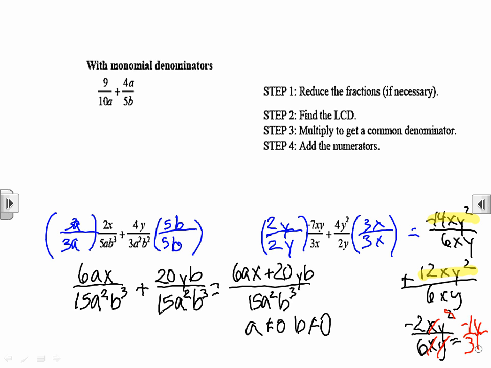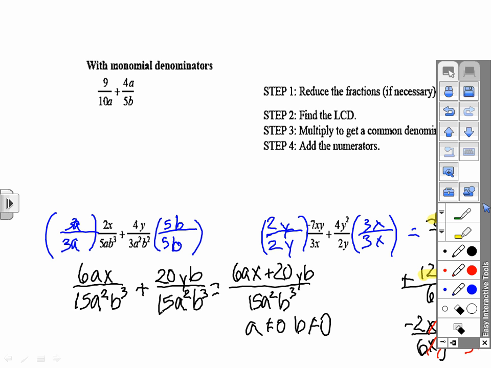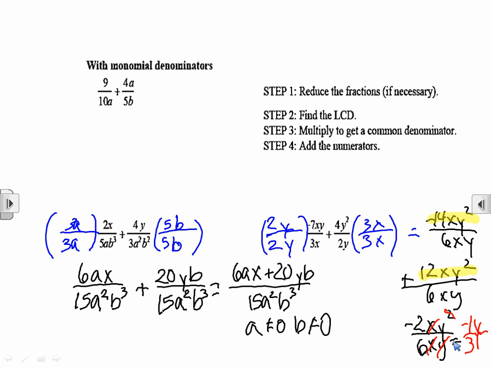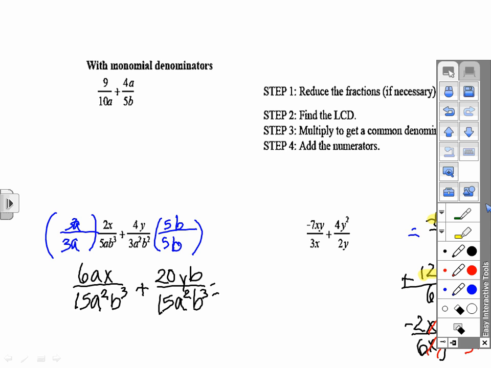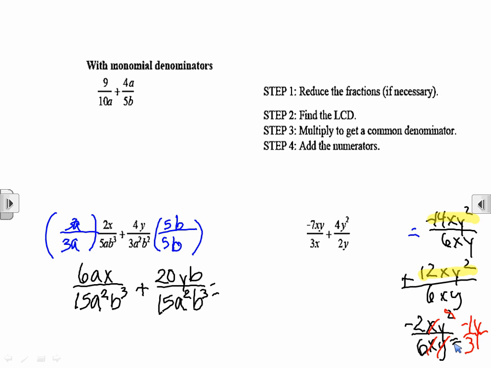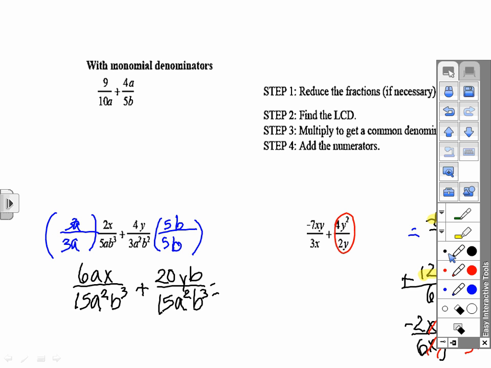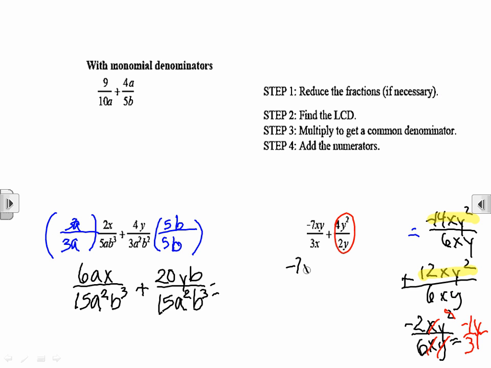Now, you know what would have been smart is if I followed my steps and did what it said at the top. So let me show you what would have happened if I had recognized that my right fraction can simplify. So this is the same problem, but simplifying this first. Do you see how there's a y squared over y? And I have a 4 over 2.